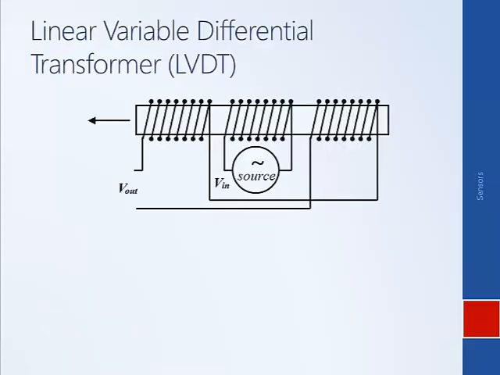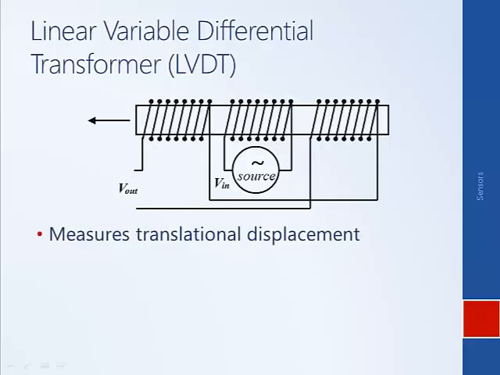Another type of sensor that works on this same principle is called a linear variable differential transformer, an LVDT. This type of sensor measures translational displacement. It's similar to the resolver in that the source is an alternating current, and so we have this primary coil here. This alternating current creates a changing magnetic field, and that magnetic field then induces current in these two pickup coils. So we call this the primary, and it induces voltage or current in these two secondary coils.